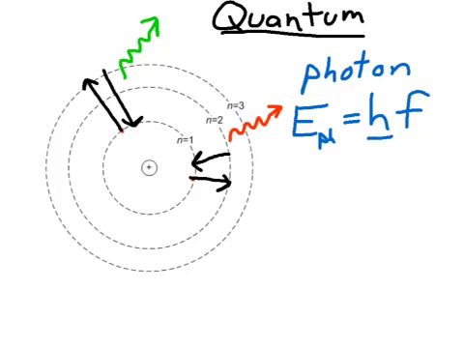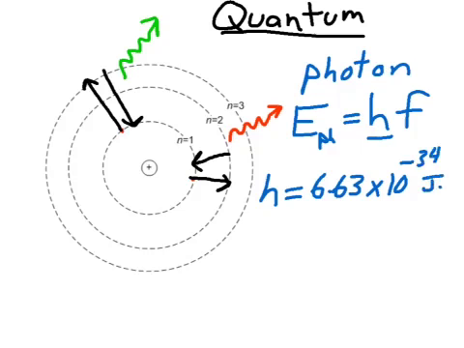Planck's constant is a very small value, as you would expect, because we're talking about the energy of just one single photon here. So that Planck's constant is 6.63 times 10 to the negative 34th, and the units there would be joule seconds.